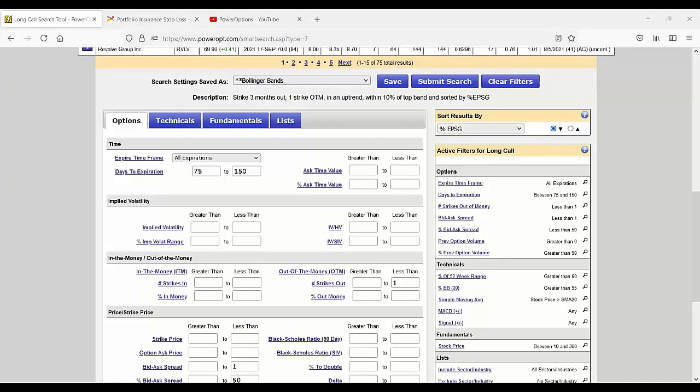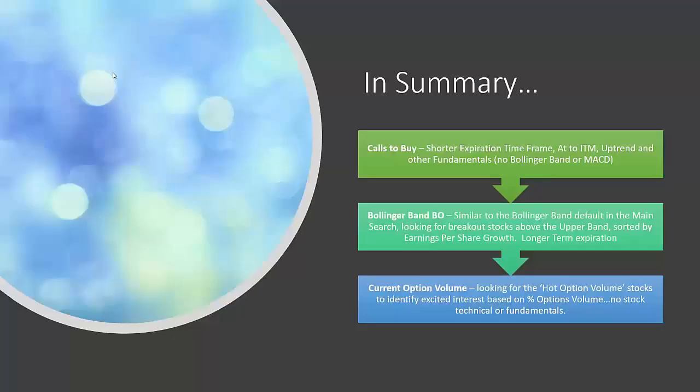In summary, the calls to buy default search that you're using, Mike, is a shorter expiration time frame looking for at to in the money options, that 0.5 to 0.8 delta. Stocks in uptrends and other fundamentals, but it's not using the Bollinger Bands or the MACD. The Bollinger Band breakout is a themed search looking specifically for stocks that are near that upper Bollinger Band and perhaps poised to have an upper Bollinger Band breakout. It is using some fundamentals as well, and it's sorted by the highest earnings per share growth, but it has a longer term expiration time frame.